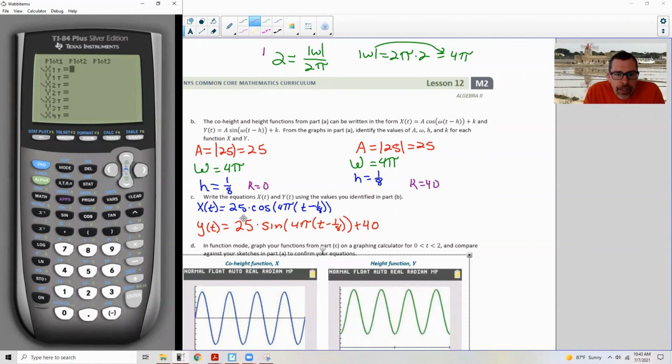So X1, that is 25 cosine 4 pi parentheses T minus 1 divided by 8. Okay, and then the other one is 25 sine 4 pi parentheses T minus another parentheses 1/8, 2 parentheses plus 40 and graph.